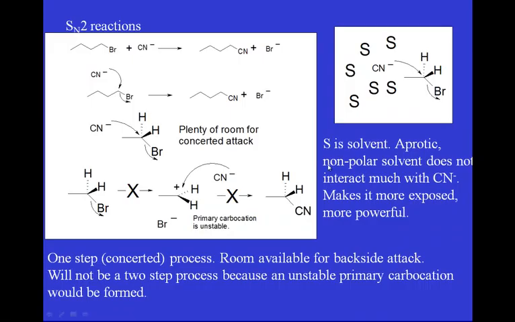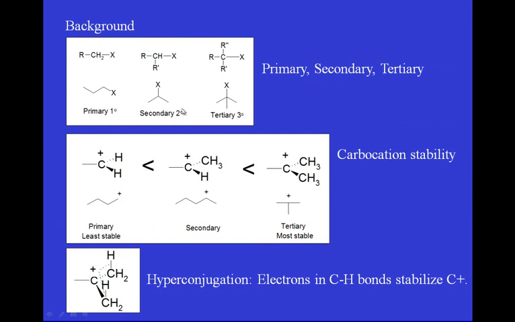At this point I have to explain why we have different reactions, why there's Sn2 and Sn1 reactions. The reasons have to do with the kinds of things we're using to do these reactions. Now if we go back to here, let's figure out what a primary, secondary and tertiary carbon is.